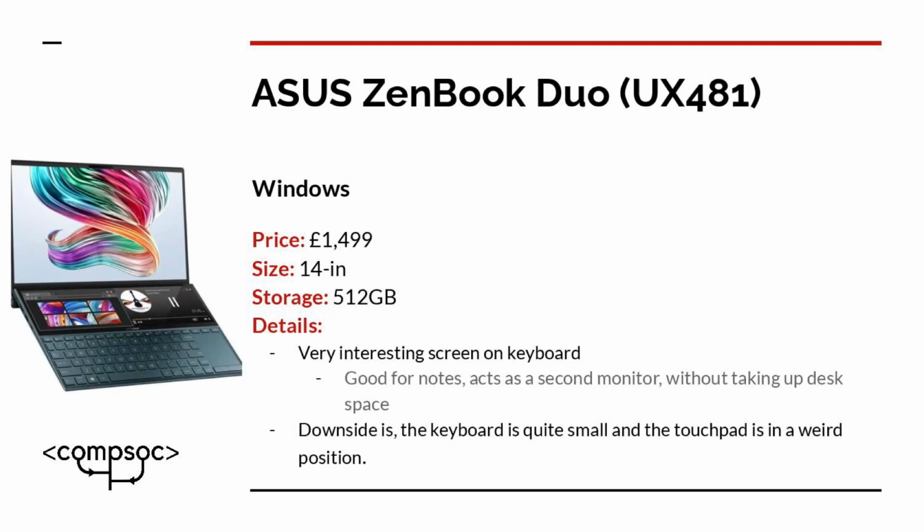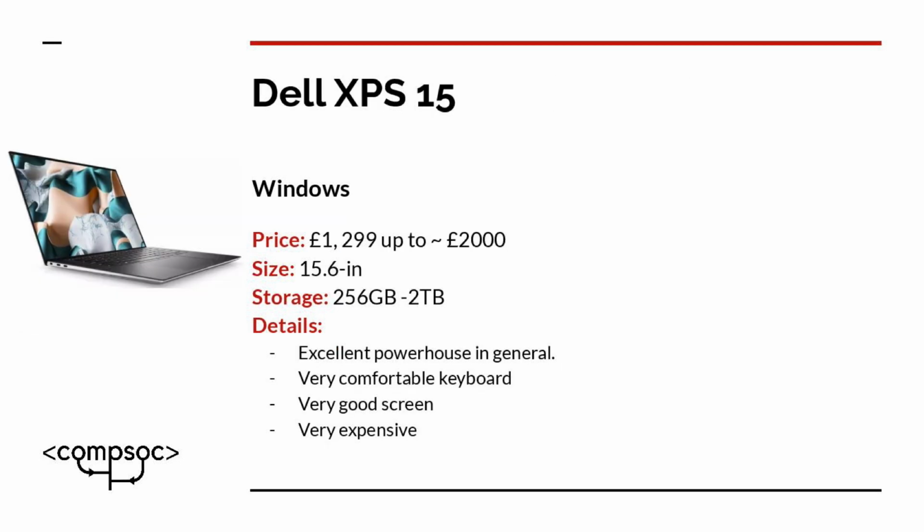The Acer Zenbook Duo, starting at £1,500 with a 14-inch screen and 512GB. There's a second screen on the keyboard, which is quite nice for taking notes or even just having a second screen there. The Dell XPS 15, which starts at £1,300 up to £2,000 with a 15.6-inch screen and 256GB to 2TB storage. It's a great powerhouse in general, with a very comfortable keyboard and a very good screen, but it is quite expensive.